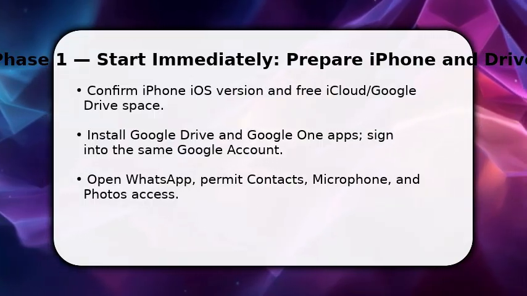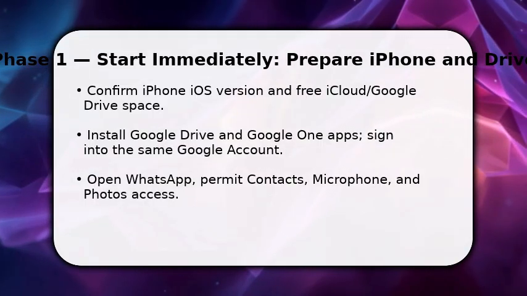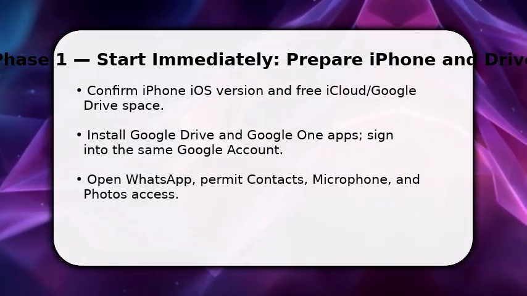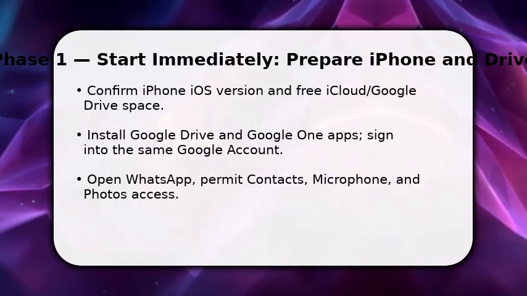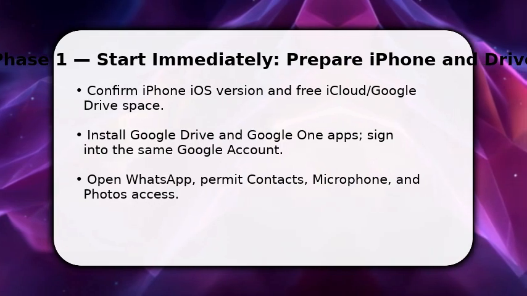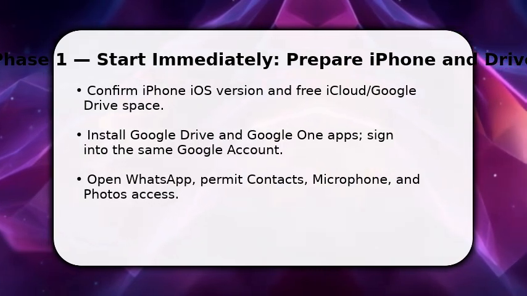Then open WhatsApp and allow required permissions, contacts, photos, and microphone, so backups can include media. Make sure WhatsApp is updated. Older builds may not support external cloud features. This immediate setup prevents errors later and gets you ready for the core steps.